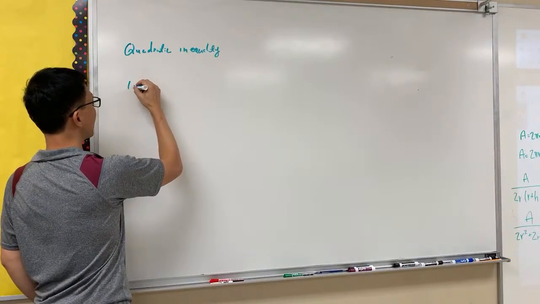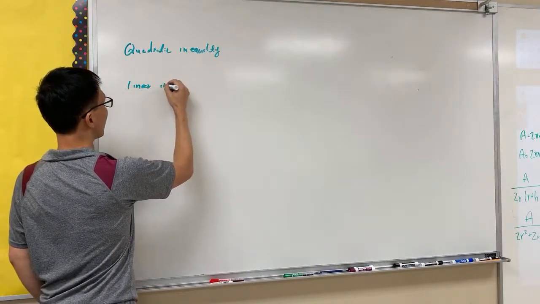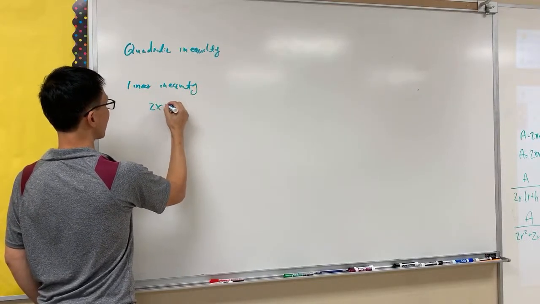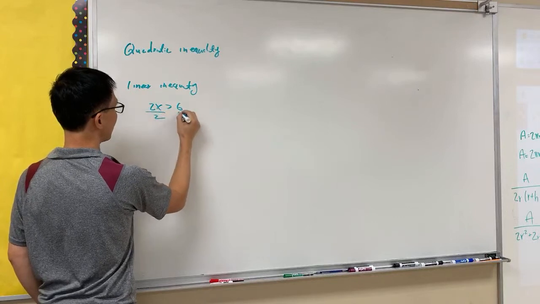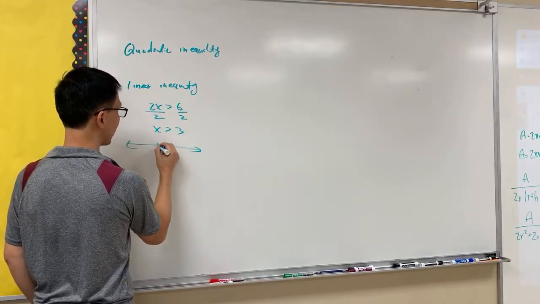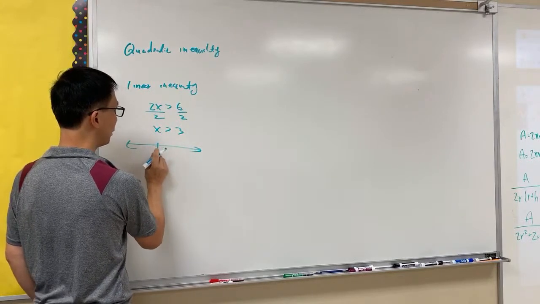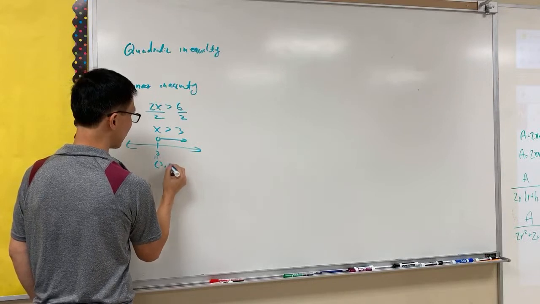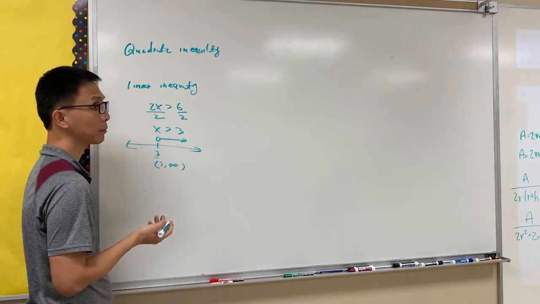So this is a linear inequality. It'll be 2x less than 6. I can divide by 2, x is less than 3. And that is going to be a linear inequality, 3, and that's going to go this way. It's going to be 3 to infinity. We talked about this, right?